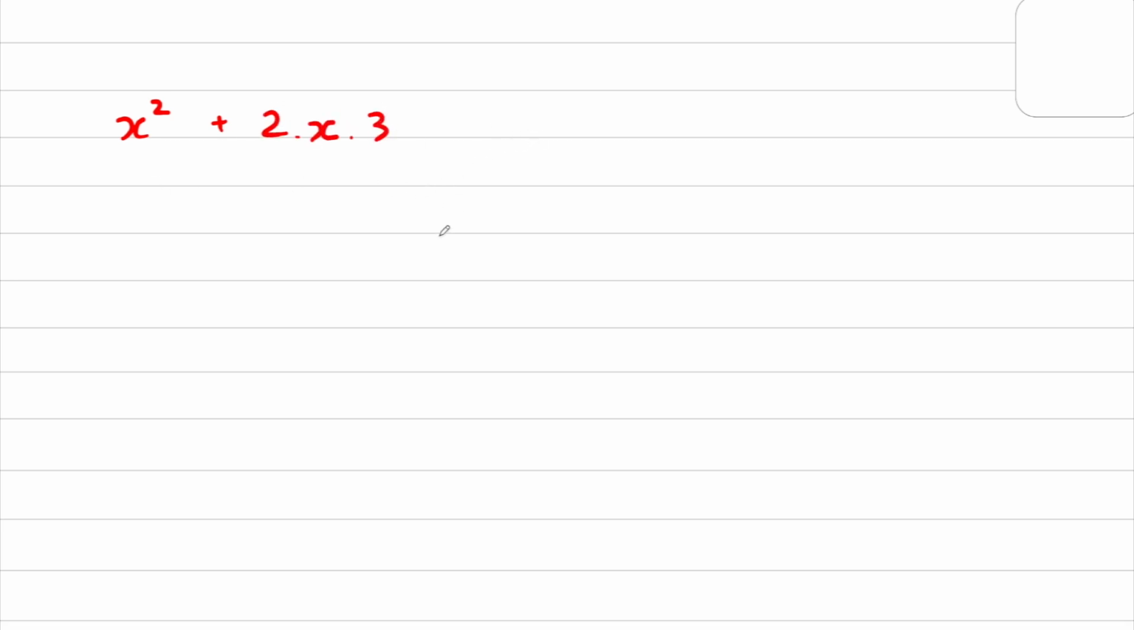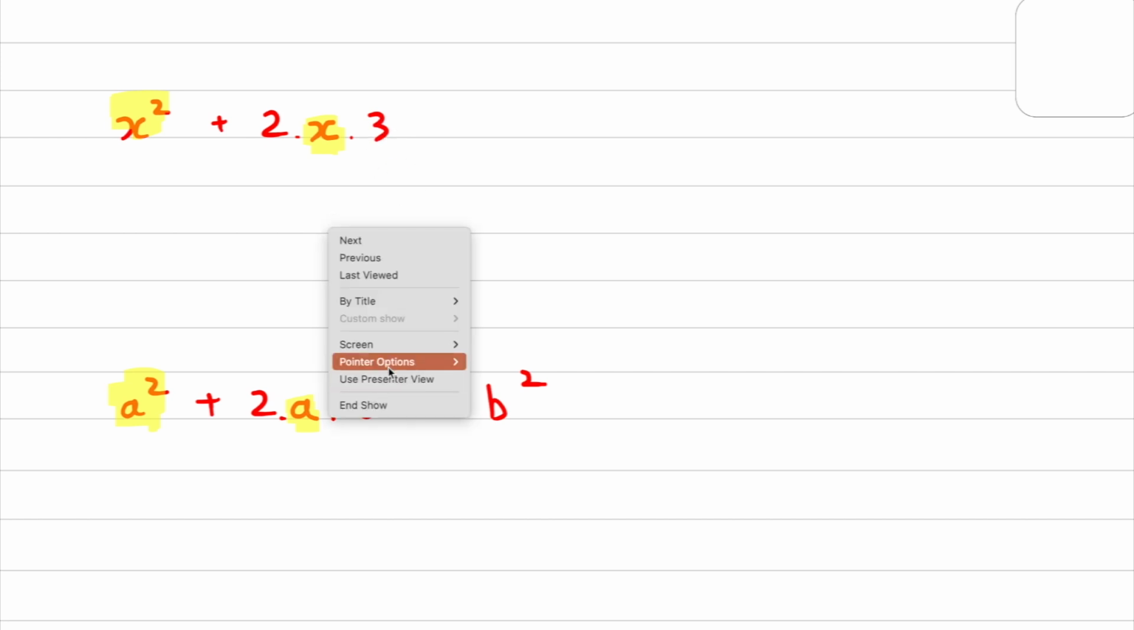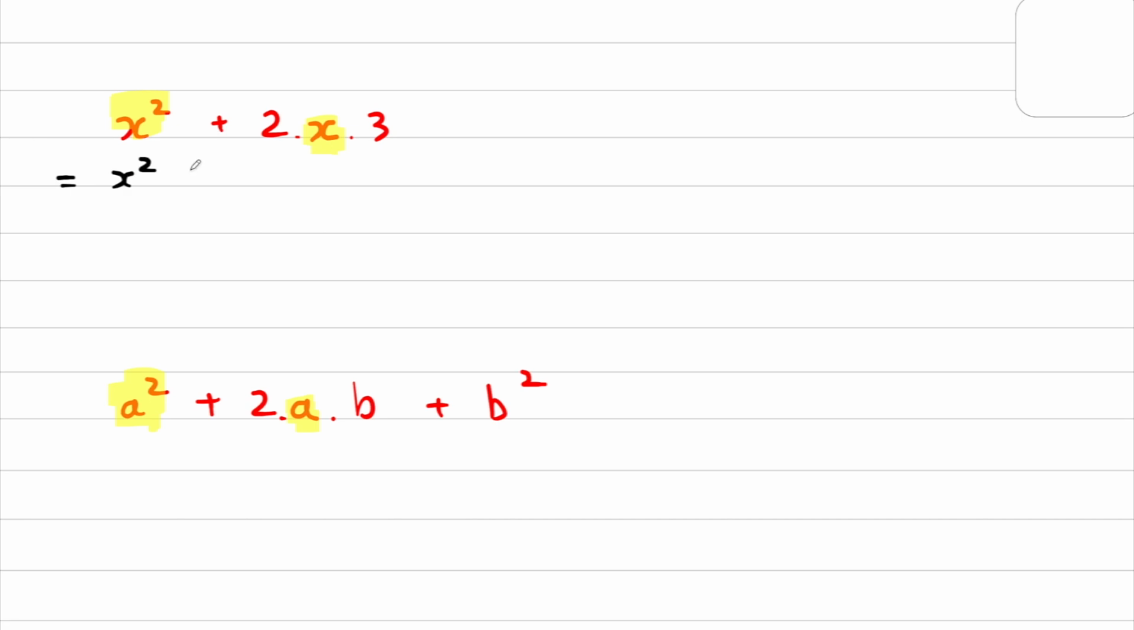For completing the square, you need at least 3 terms. The first term is a squared, the second one is 2ab, and the last one is b squared. From here, you understand the corresponding position. A squared here corresponds with a squared in this one, and here x is a, and after that you figure out b equals 3.